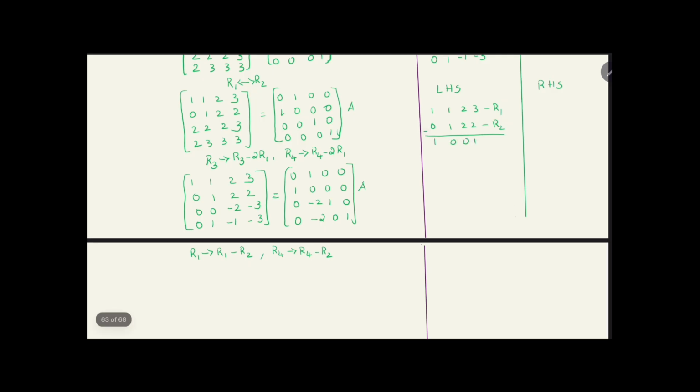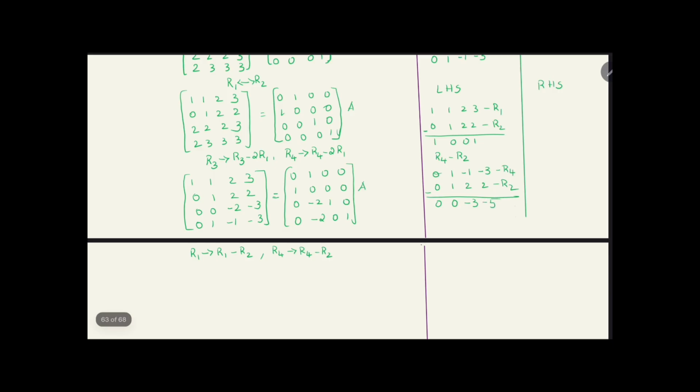Now for the left hand side, what is the R4 operation? It is R4 minus R2. What is the fourth row? It is 0 1 minus 1 minus 3. This is the fourth row. And what is the second row? It is 0 1 2 2. This is the second row. Now I should subtract these two. 0, 0, minus 1 minus 2 is minus 3, minus 3 minus 2 is minus 5.